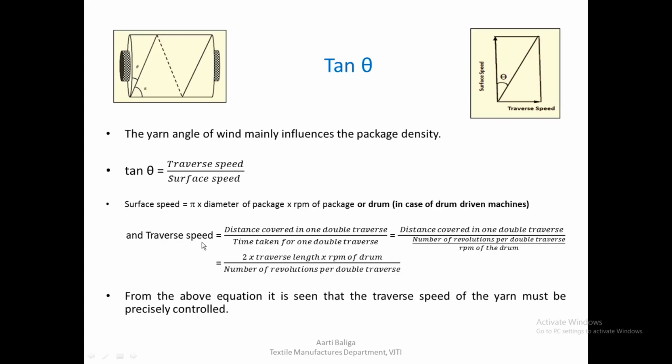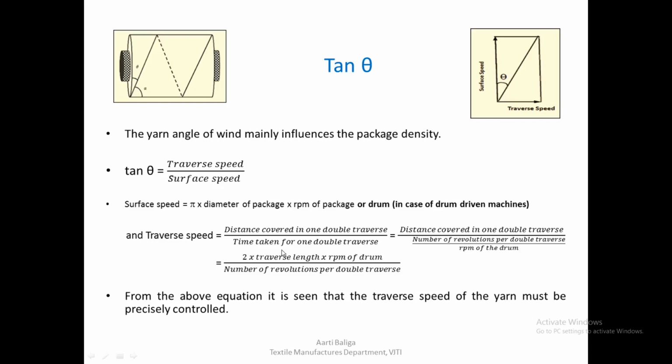Traverse speed is equal to the distance covered in one double traverse divided by the time taken for one double traverse. Suppose the yarn guide covers a distance x in one double traverse, that is going from left to right and right to left. That distance divided by the time it takes to complete this one double traverse would be the traverse speed. It is distance upon time basically. So we can write this distance as the distance covered in one double traverse. The time taken would be the number of revolutions per double traverse divided by the RPM of the drum.